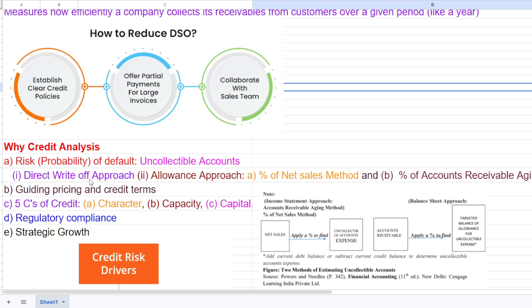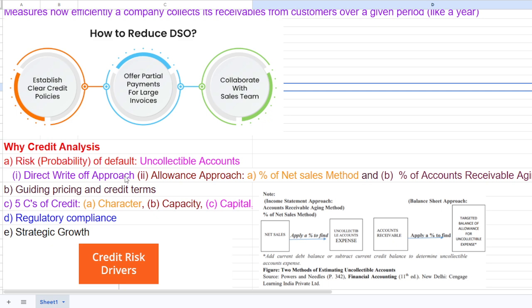One is the direct write-off approach, under which we have credit sales, and over the due period of time, if the customer could not pay the dues, then we simply write off that account. So this is the direct write-off approach. We confirm that the amount would not be recovered from the customer.